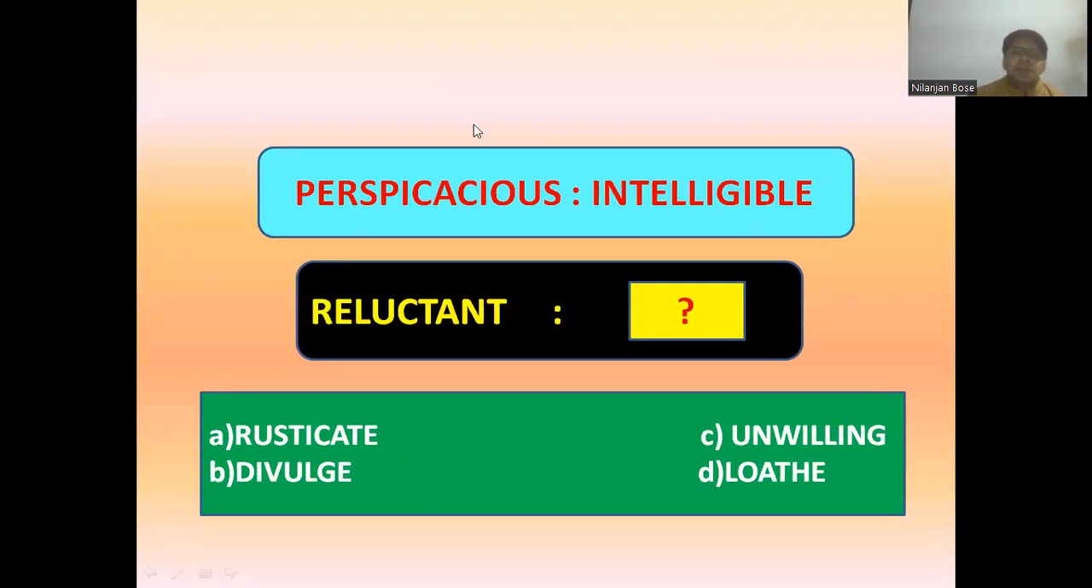Okay, so this is a very, very important word you should keep in mind. The first word is perspicacious. Now, what does it mean? Perspicacious is a person who has some understanding level, who can read out the situation, who is very much having some intelligence level, right? And intelligible, that is also understandable. So indirectly, we can say that these two words are synonymously related to each other, right? So that synonyms relationship will be established in the next pair of words.